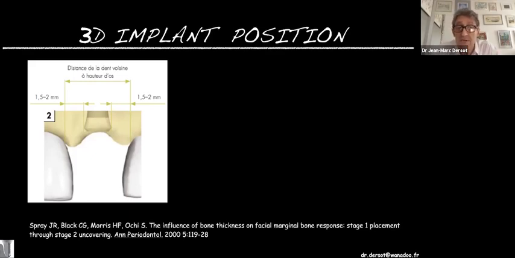In this slide, you can see we need between 3 and 4 millimeters in total, 1.5 on the left, 1.5 on the right. And we have to add the width, the diameter of the implant. And usually in the anterior maxilla, we will use a narrow implant, that means about 3 millimeters in diameter.